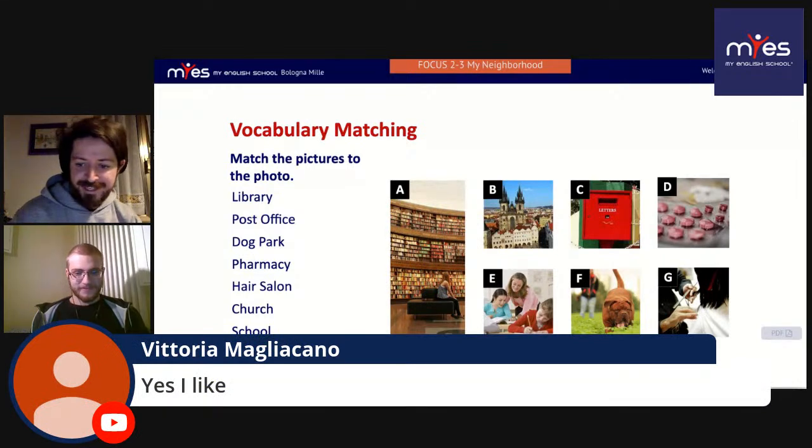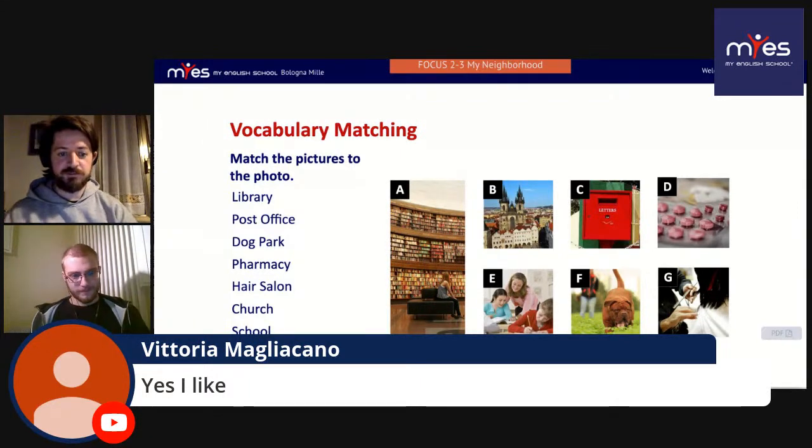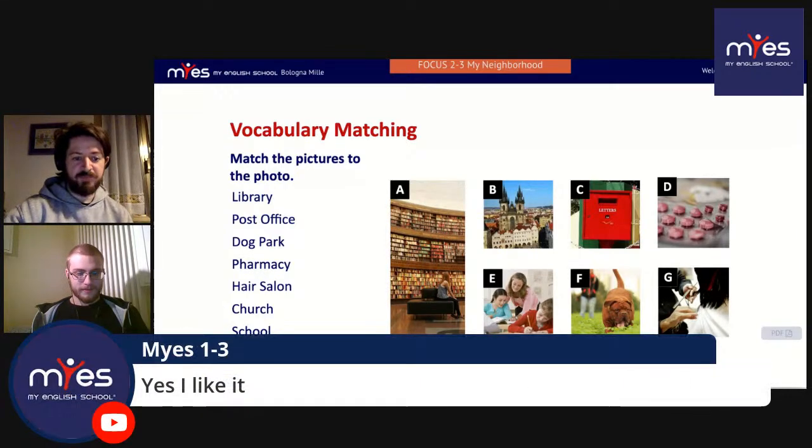Good, Victoria. In English, we need an object. So yes, I like it. You can use it because it's easier. Yes, I like it. Okay.